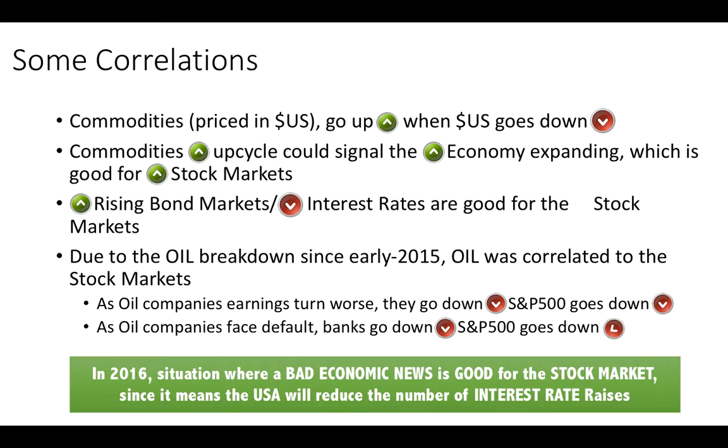Now, in 2015, we saw the breakdown of oil, and really this has continued over to 2016. So, oil is very correlated to the stock markets. Now, this could change. So, what we see in 2016 is oil goes up, the stock market goes up. Oil goes down, the stock market goes down. And this is easily understandable because look, when oil goes down and oil company earnings turn for the worse, oil stocks go down. They bring the S&P 500 down.